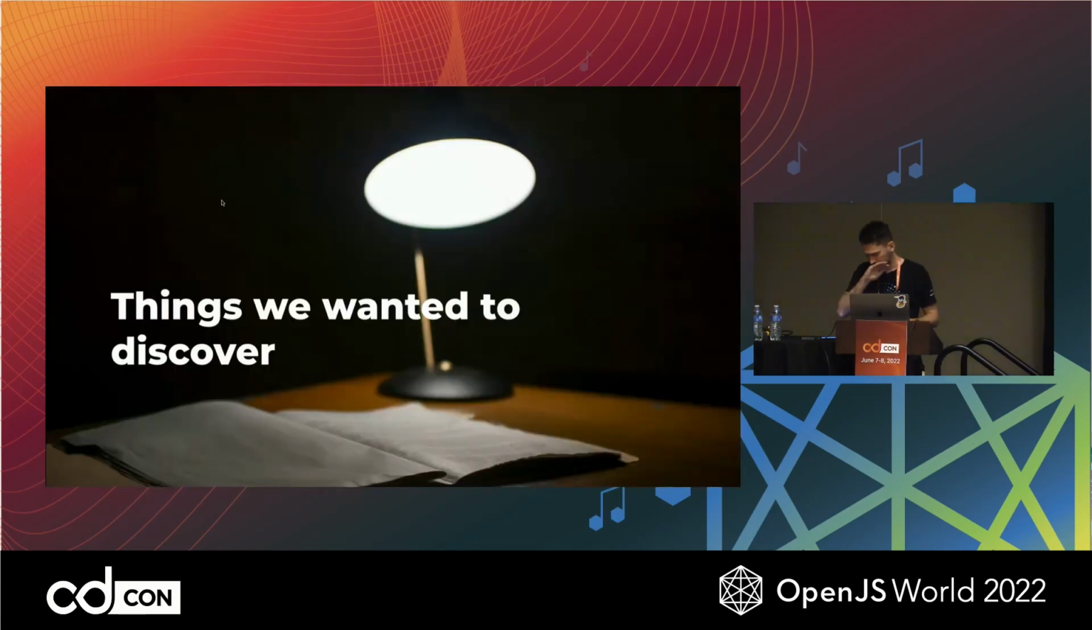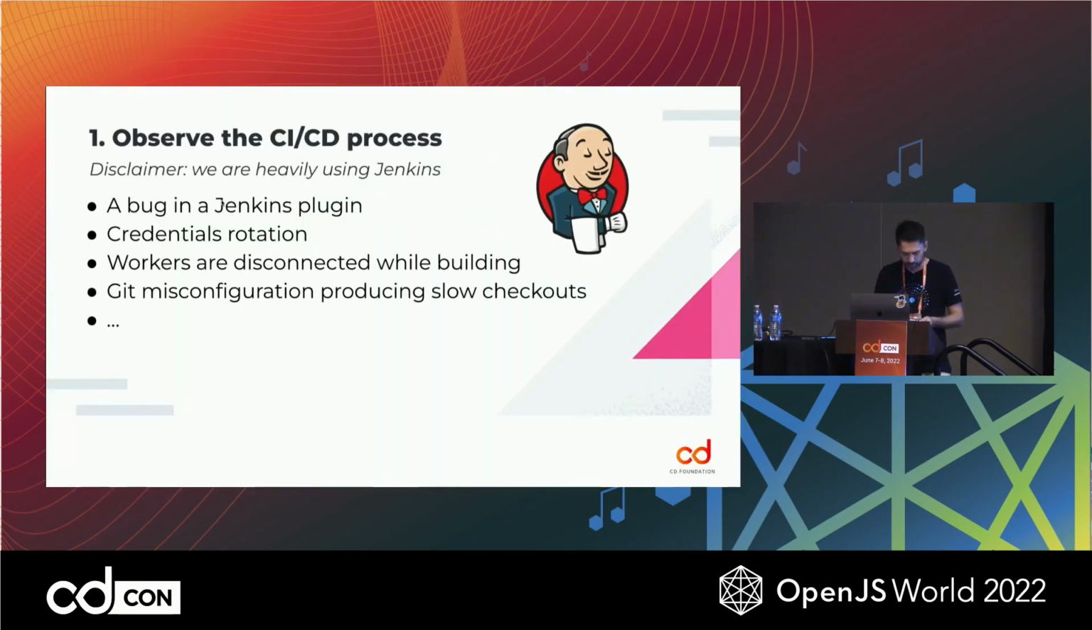Okay, let's move on to the things that, as a team, we work on. We work in the engineering productivity team, so we support other teams to do their job. What do we want to discover? The first one is about the CI/CD process. We own and run production services for CI/CD. In this particular case, Jenkins is our tool for that.